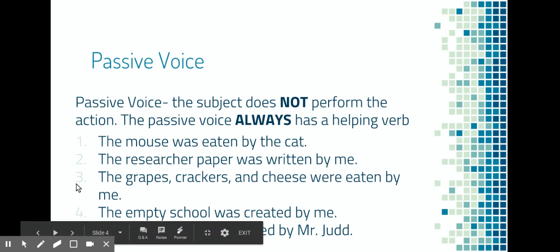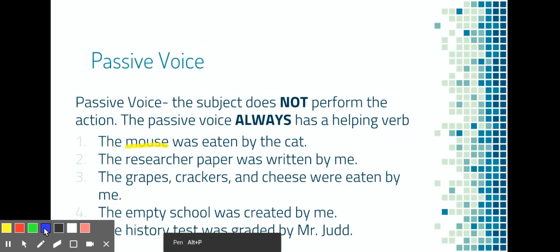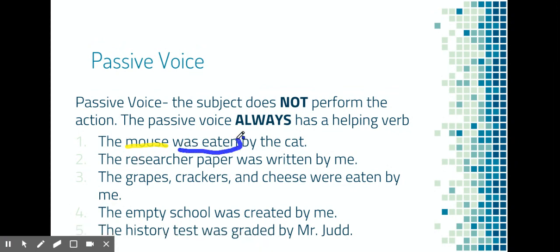So, with passive voice, the subject does not perform the action and it always has a helping verb. So, the mouse was eaten by the cat. Who ate the mouse? The cat. However, is that the subject? No. The subject is mouse. And what did the mouse do? It was eaten. So this is the passive voice because the cat is the doer, but it's not the subject.